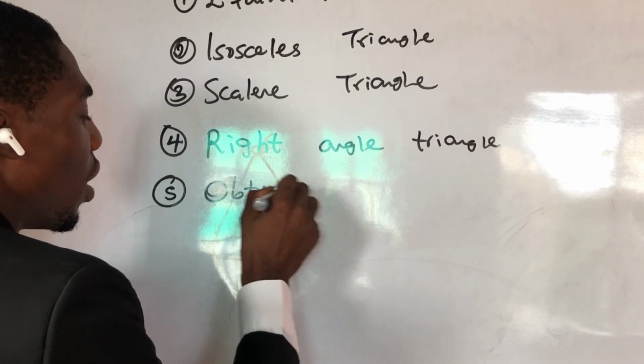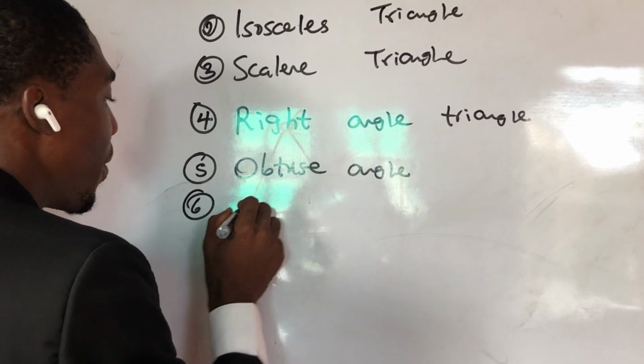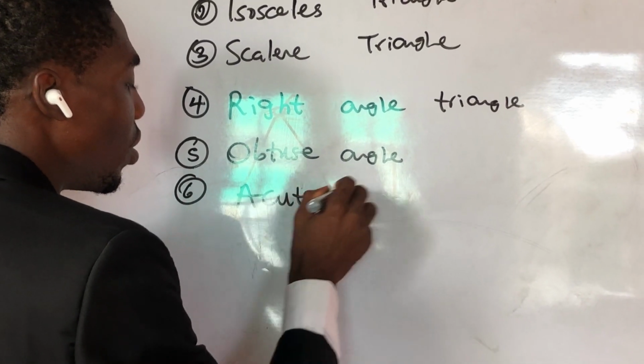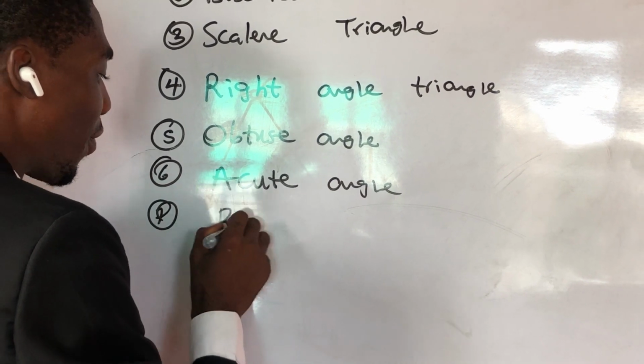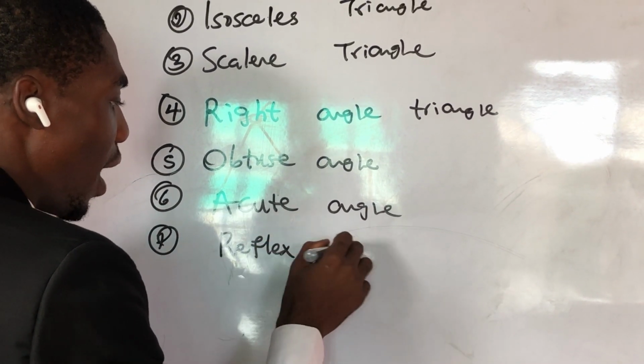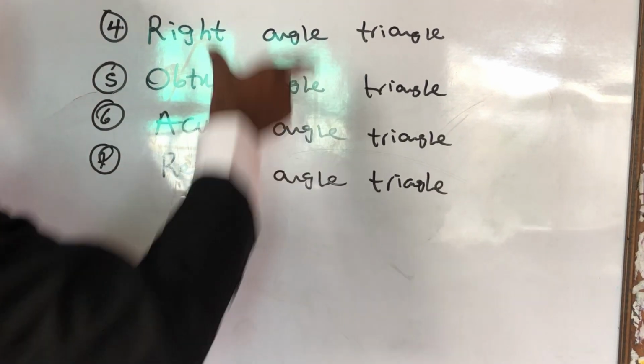You have your obtuse angle. Then you have your acute angle. Then you have the last one, which is called the reflex angle. So this is the difference between all these types of triangle.